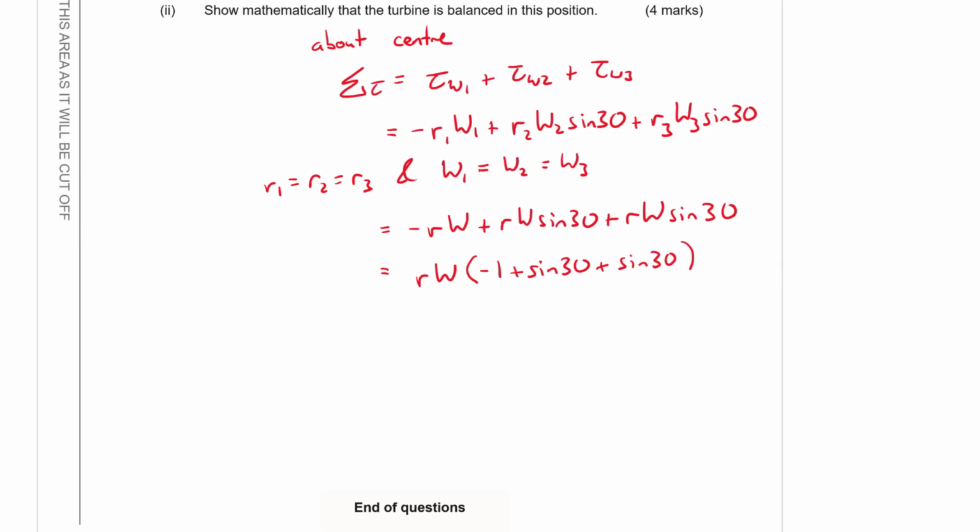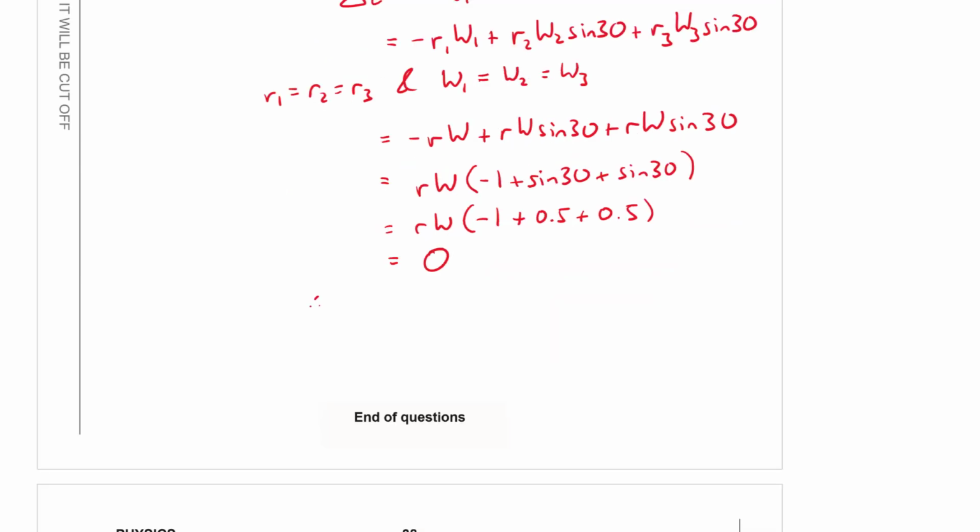Great. So sine of 30 degrees is actually a half. That means that I've got RW times negative 1 plus a half plus a half, which is equal to 0. Therefore, the system is balanced. And there we go, that's the end of the exam.